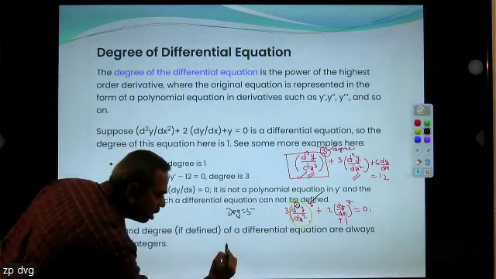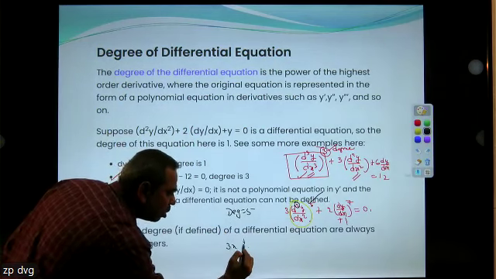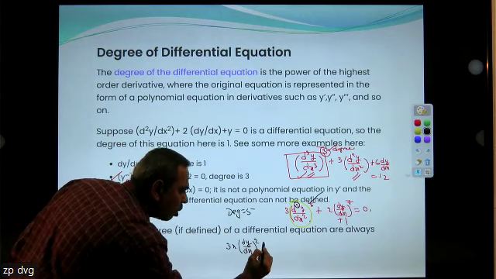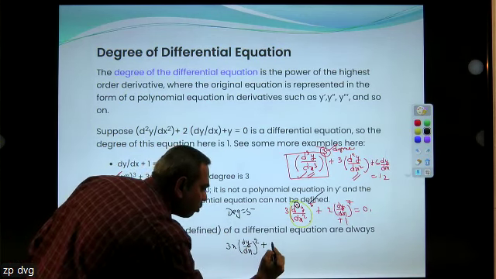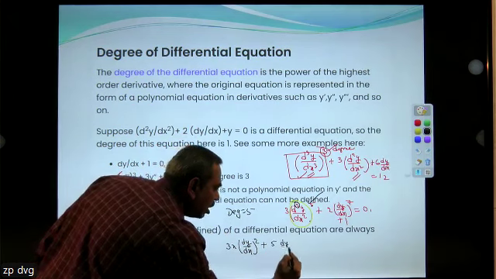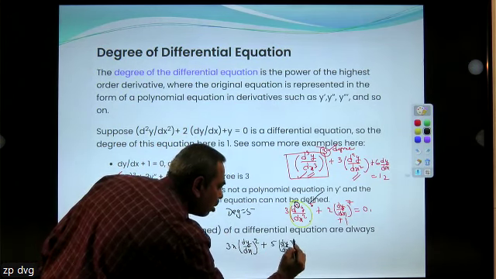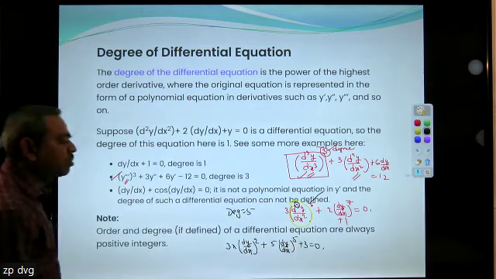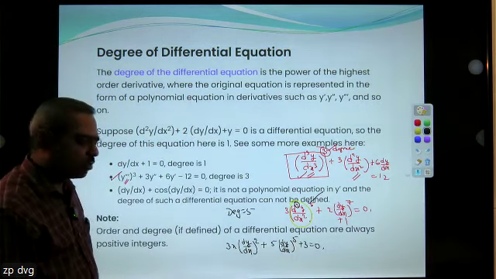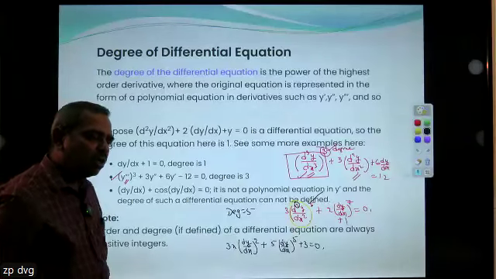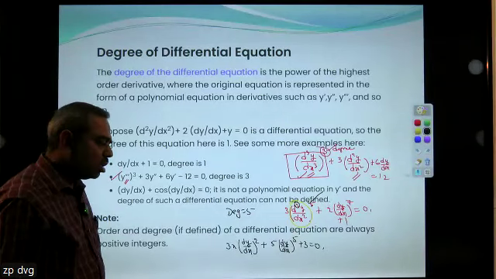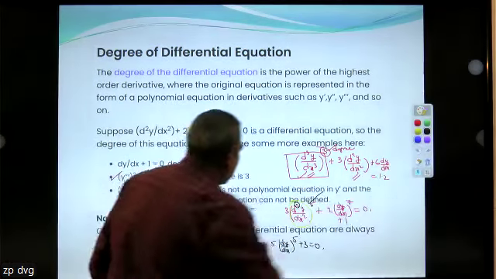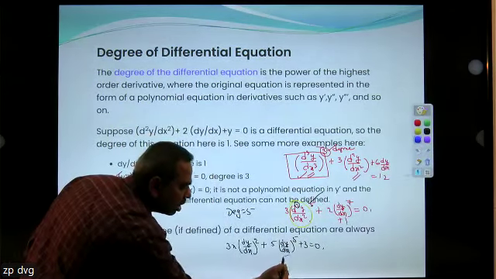So if I take an example like this: 3x into dy by dx the whole square, plus 5 into dy by dx whole to the power 5, plus 3 is equal to 0. So like this, one differential equation is there. Now for this one, we have to find the order as well as the degree. So what is order? You know clearly, order is nothing but 1 because dy by dx is there.